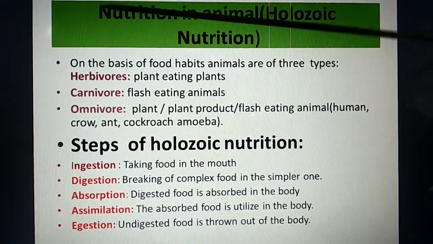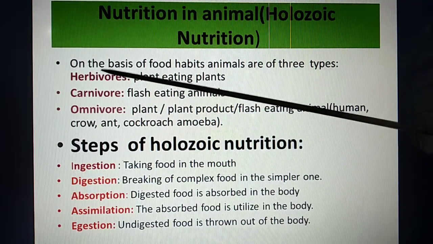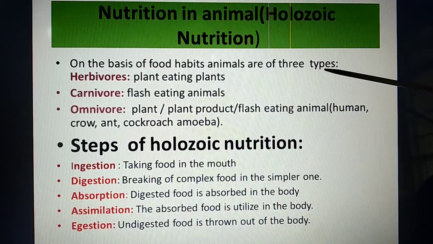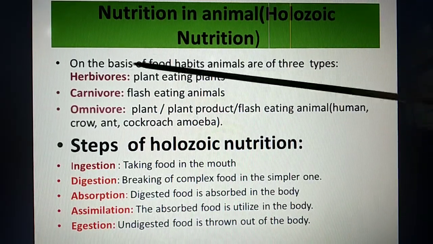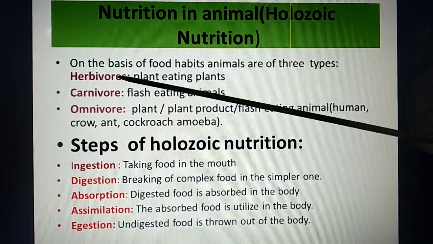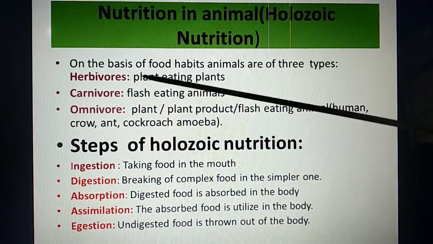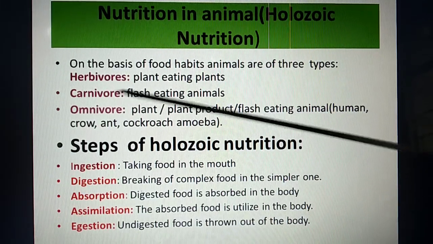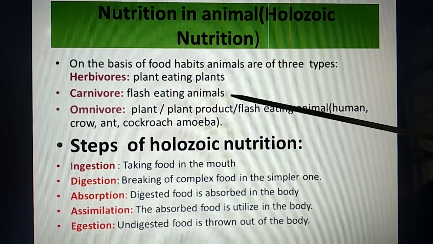Then see, on the basis of food habits, animals are of three types. We all know about it. It was in the sixth class also well explained to you. The first is herbivores. Herbivores are the animals which eat plants, and carnivores, flesh-eating animals, are called carnivores.